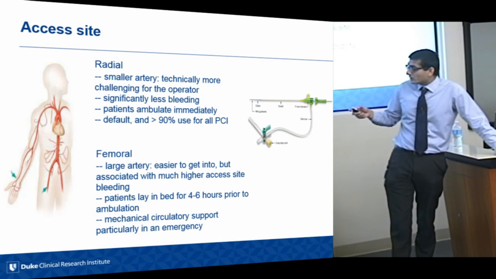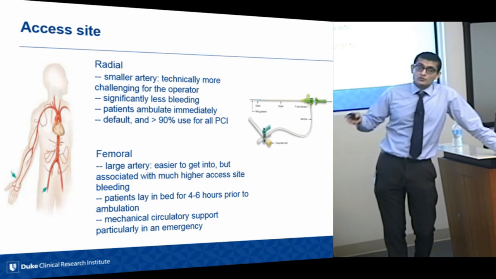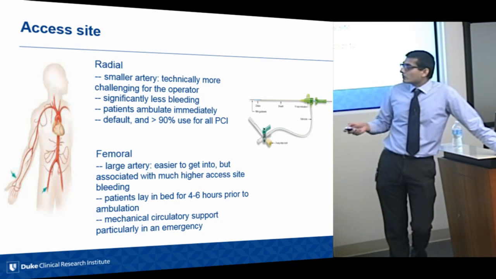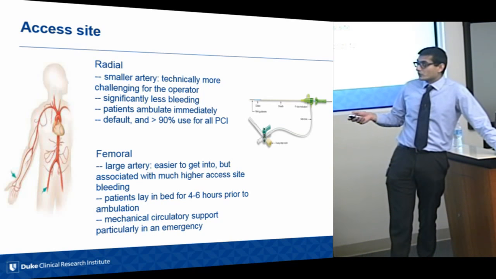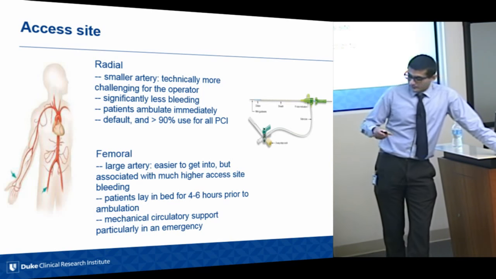Patients are able to ambulate immediately for radial access compared to about 4 to 6 hours later for femoral access. We cannot put in mechanical circulatory support radially. Femoral is currently the only way.